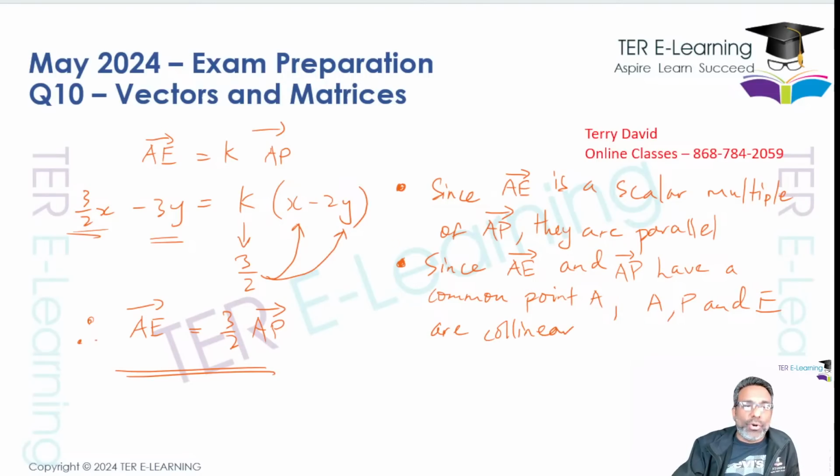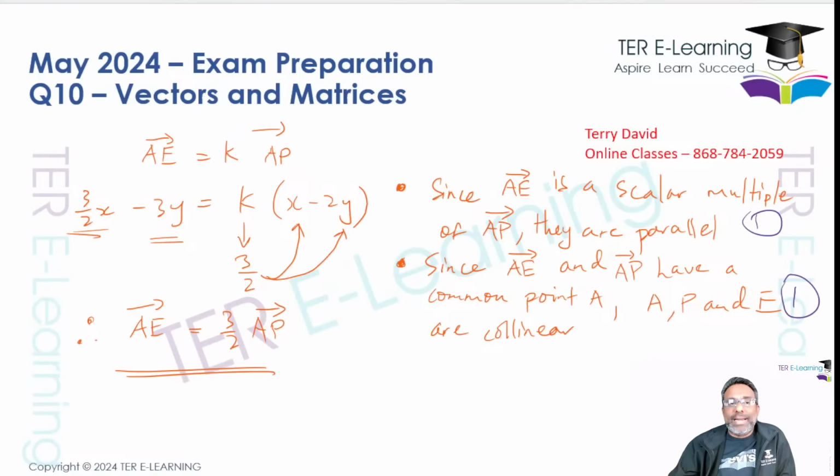So like I said, if you have to answer a question to prove that points are collinear, these are the two things CXC is looking for. They're looking for this statement and this statement. If you don't have that statement, then you're not proving that they're collinear.